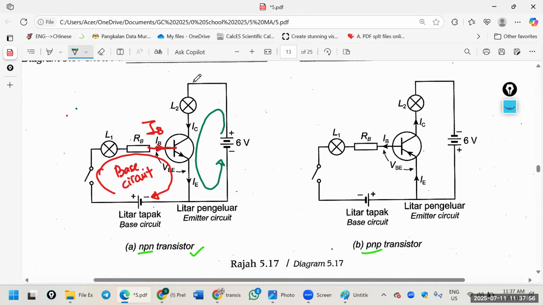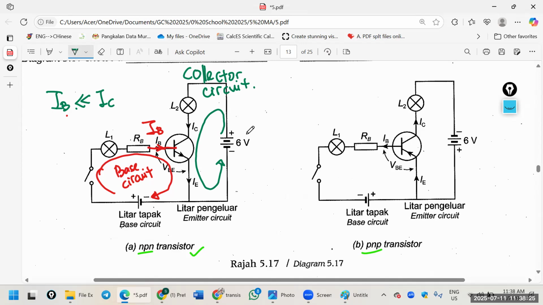Okay, then next, this one, the current flows like this. What kind of circuit is it? Here, base circuit. Here, yeah, this is collector circuit. Okay, and normally IB is much less than IC.